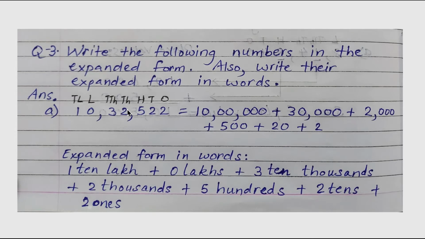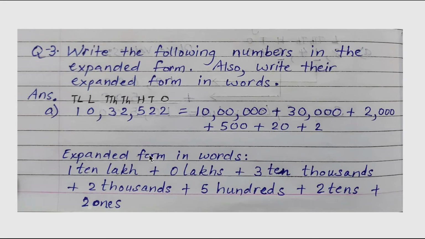Then we have 2,000s. So add 2,000, 2 followed by 3 zeros. Then we have 500s. So add 500. Then 2 tens. So add 20. And then 2 ones. So add 2. Remember, expanded form means writing the number as the sum of the place values of all the digits.